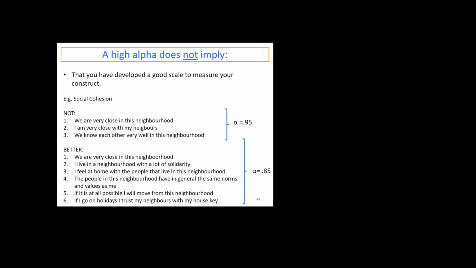I didn't calculate the true alpha because I made them up. But those items will probably have an alpha score of around 0.95, because it's almost the same item. So if you answer a 5 on item 1, you will probably also answer a 5 on item 2. But it's not a really good measurement of the construct. So better would be a diverse set of items that all measure a part of that social cohesion, even though the alpha score will be lower.